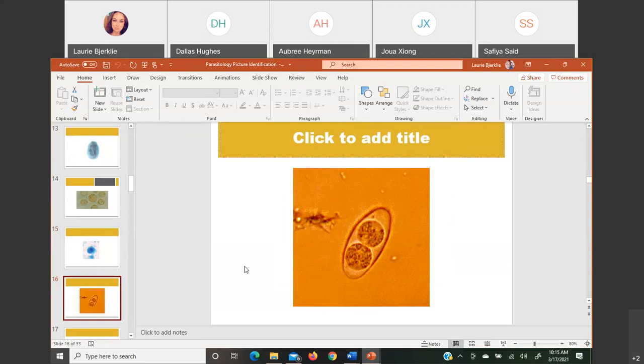This is a newer picture for you guys that I found. Yes, it is Isospora belli. So it's not the exact same picture we've always been using. I found another picture to give you. So Isospora belli.